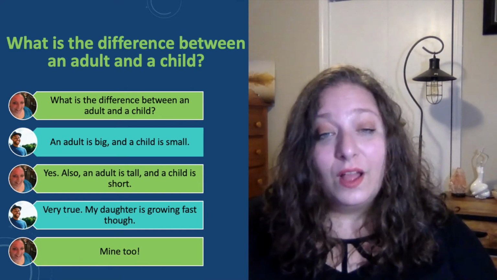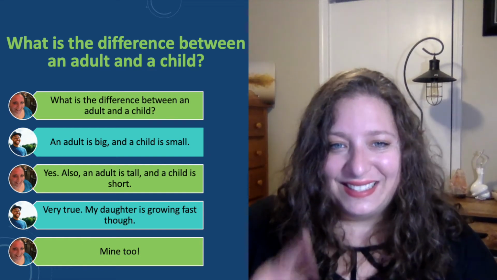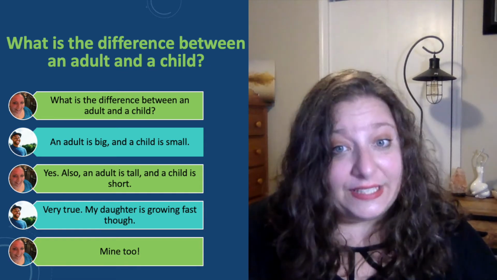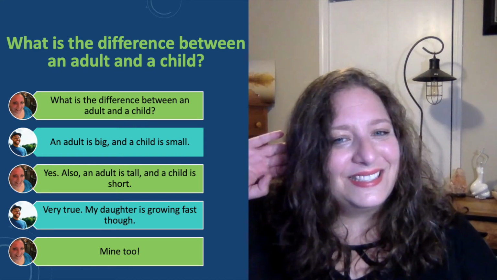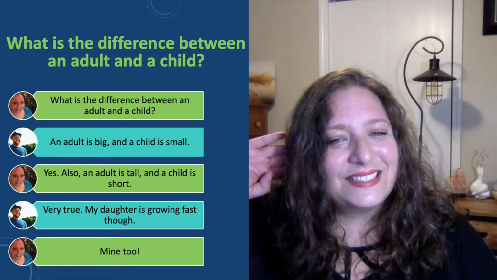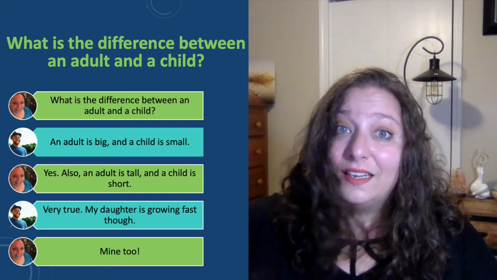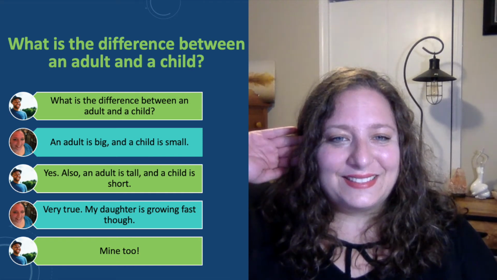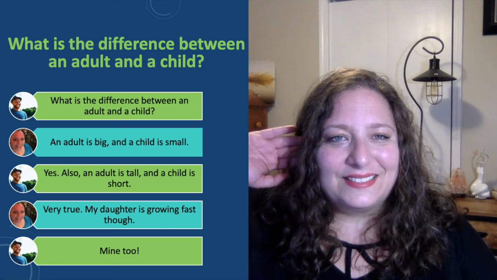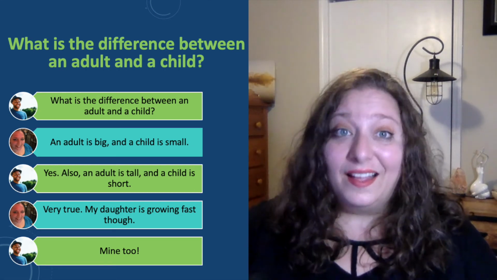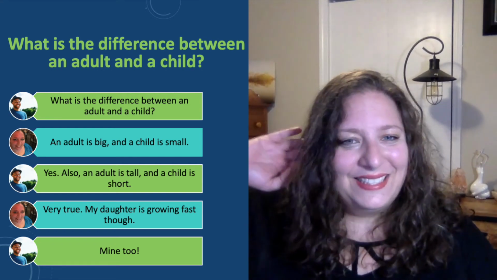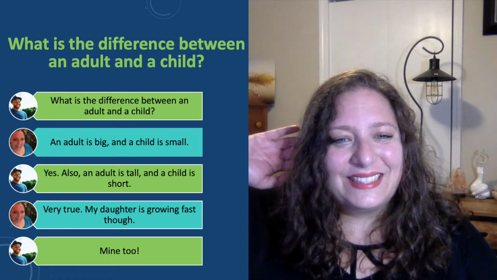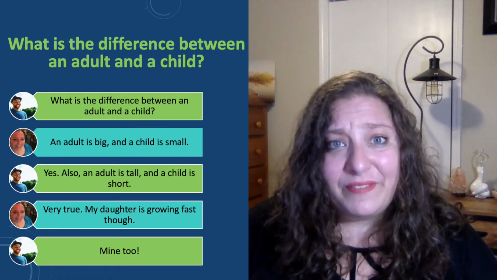Me first, then you. What is the difference between an adult and a child? Yes, also an adult is tall and a child is short. Mine too. You, then me. An adult is big and a child is small. Very true. My daughter is growing fast, though.